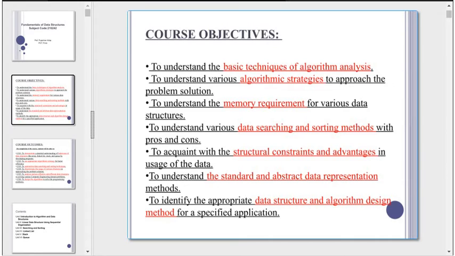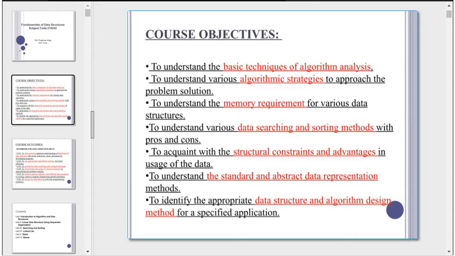So we will see the different techniques along with a detailed analysis, so we can understand exactly what the complexity of the searching and sorting algorithms is. The next objective is to acquaint with the structural constraints and advantages in usage of the data. So we will understand the structural constraints of the data structures so that we can use that data structure in a particular problem.